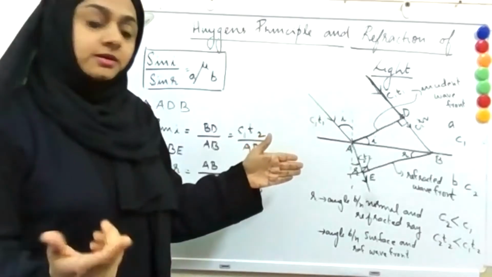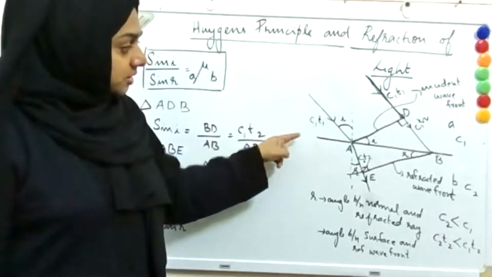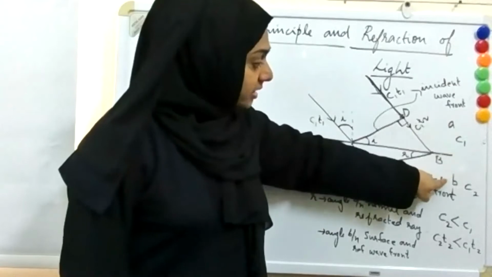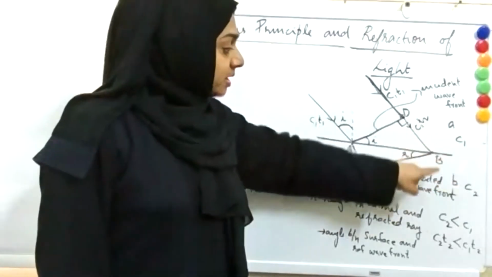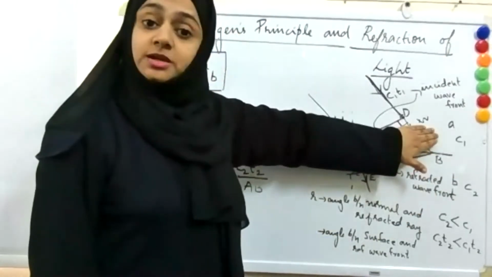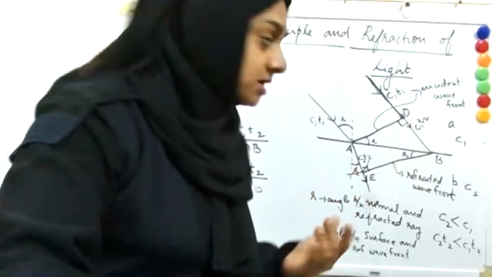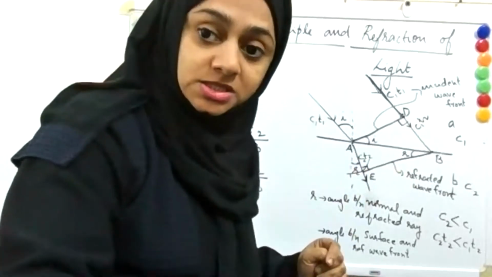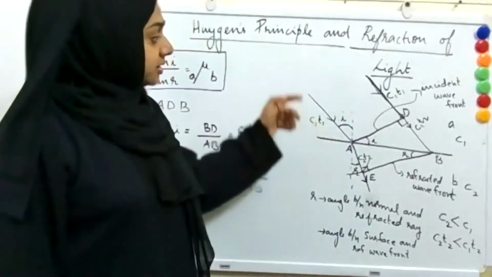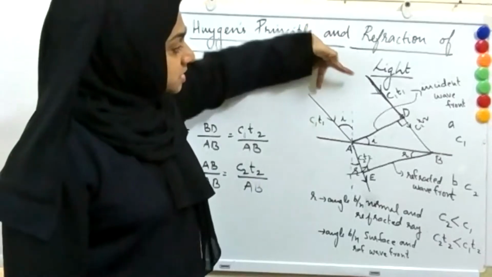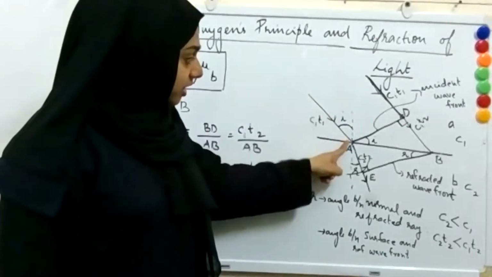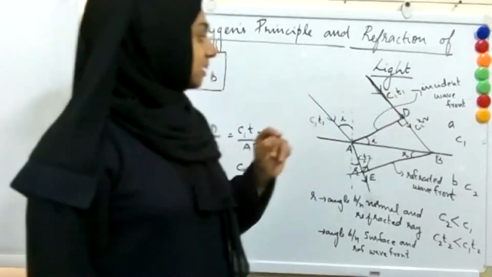Just to review what we learned yesterday, this is a surface separating two media A and B, where we consider medium B has more optical density compared to medium A. Therefore, the speed of light in medium B will be less than that of medium A. Then we assume that there are two parallel light rays incident on this surface, and we consider this as one of the incident light rays, and this is another incident light ray.